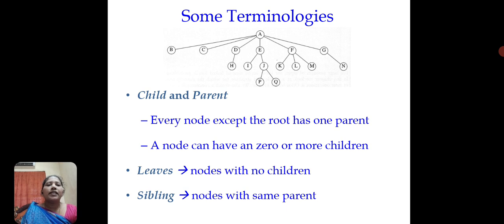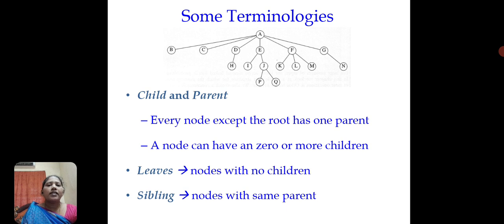The leaf is the term that refers to a node that has no children. In our diagram, the nodes B, C, H, I, P, Q, K, L, M and N are all the leaf nodes since they do not have any children.